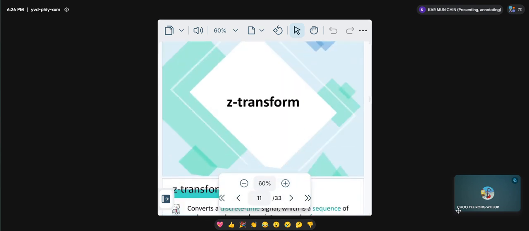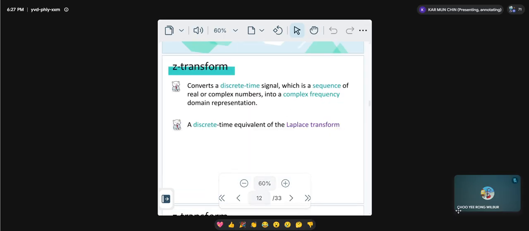Okay, we go through the topics for today's Z transform. All right. Okay, what is Z transform? Z transform is to convert a discrete time signal, which is a sequence of real or complex numbers, into a complex frequency domain representation. This one normally you'll be using in those electrical subjects, with signals and all that, signal processing and all that.